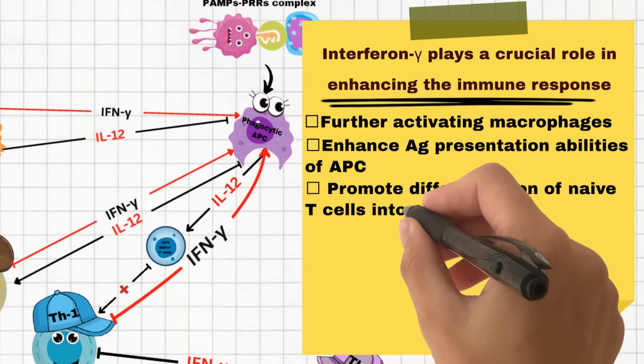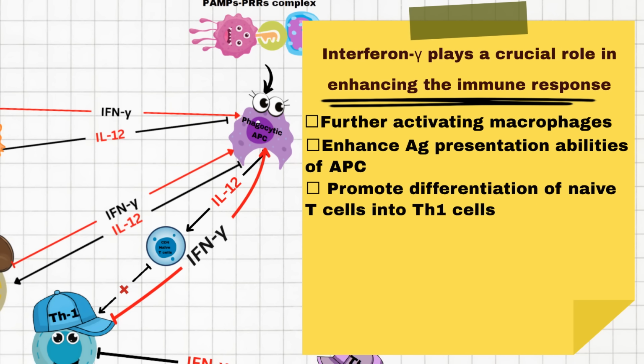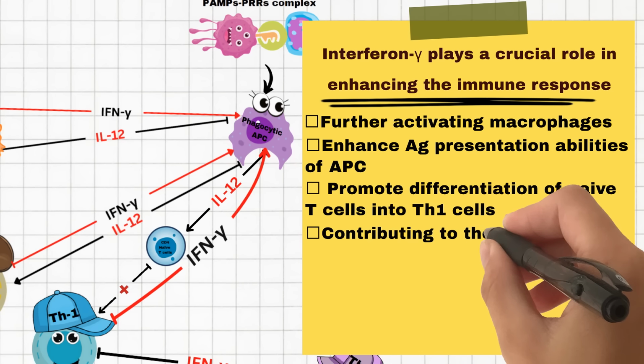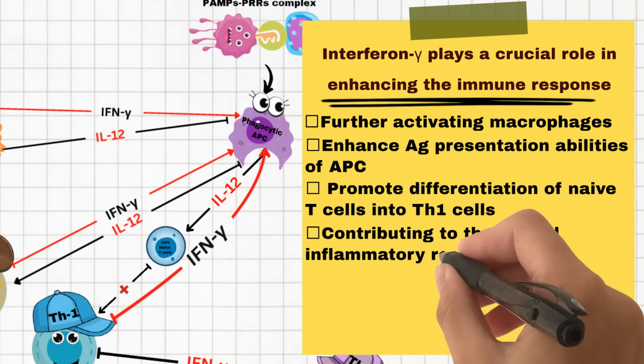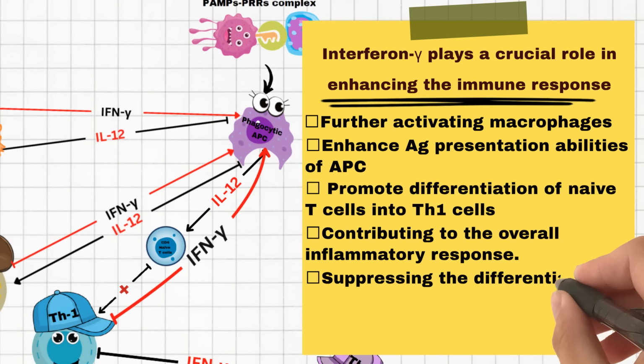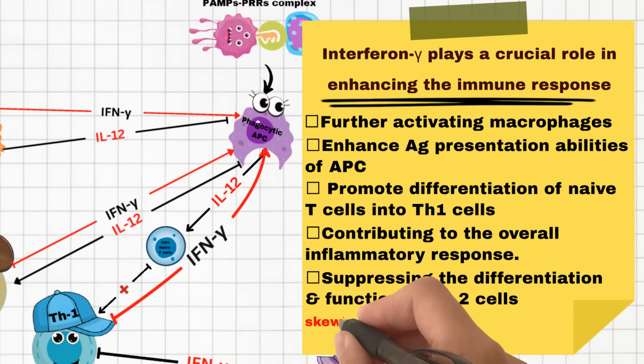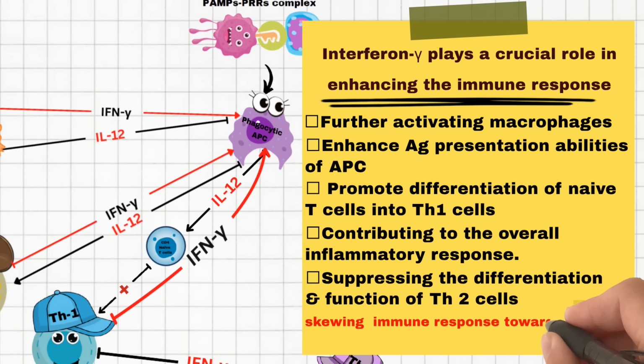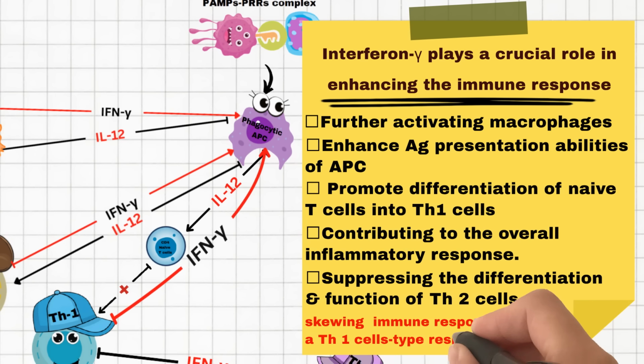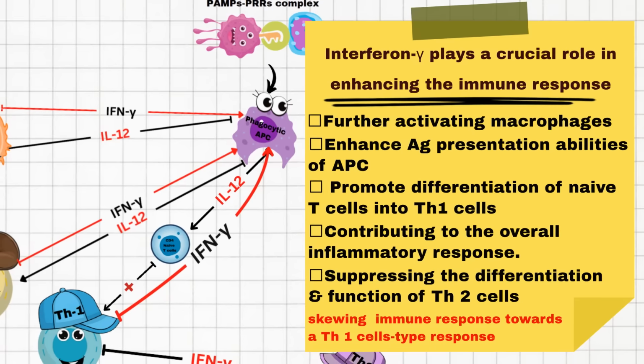into T helper 1 cells, contributing to the overall inflammatory response, suppressing the differentiation and function of T helper 2 cells, thereby skewing the immune response towards a T helper 1 type response and away from a T helper 2 type response. This shift is important for effectively combating intracellular pathogens like viruses and some bacteria.